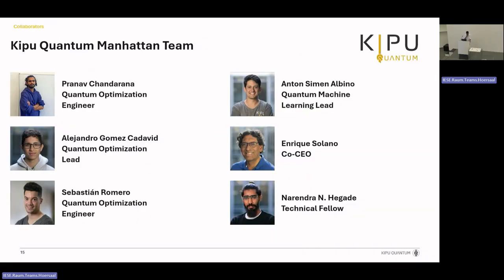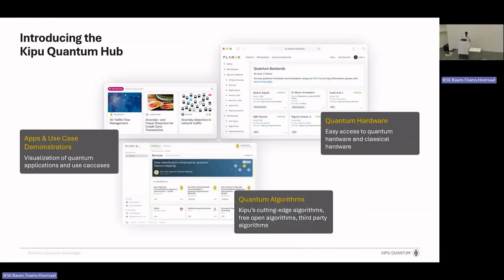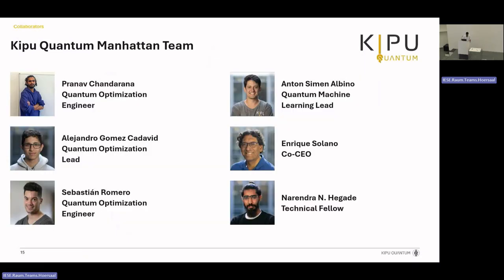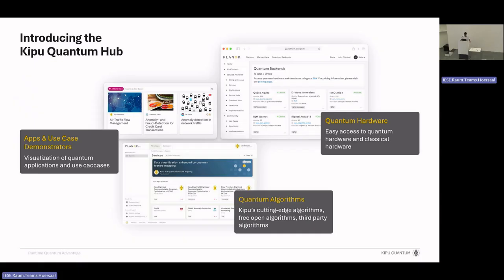With that, this is the team, what we call the Quantum Manhattan team at Kipu. These are my team members who are working, and we also have something called Kipu Quantum Hub, where you can find our algorithms, not only for optimization, we also work on quantum machine learning, quantum simulation, and quantum chemistry. You can find our algorithms on our website, as well as many use cases, applications, and quantum algorithms. You can put your own algorithm there and benchmark it. So it's open to the community as well.